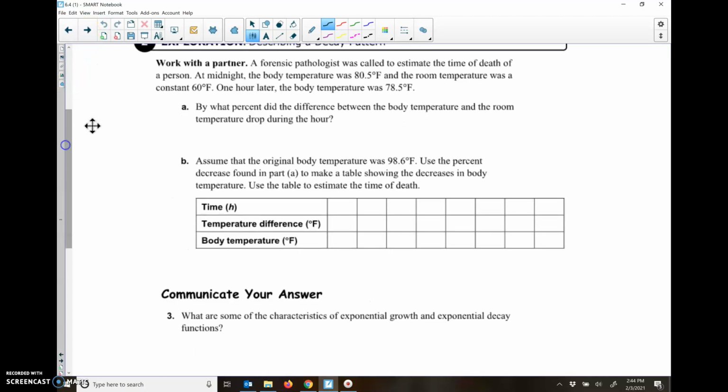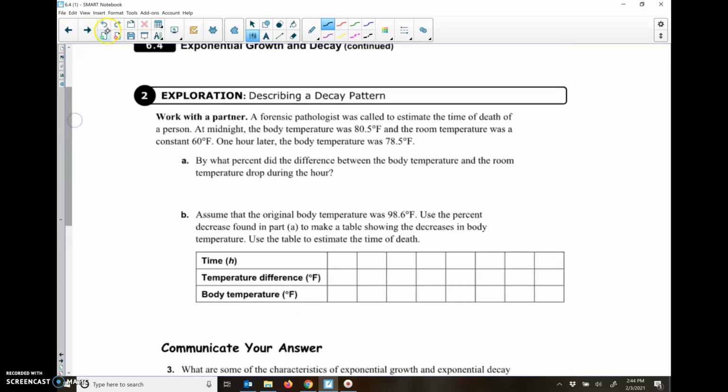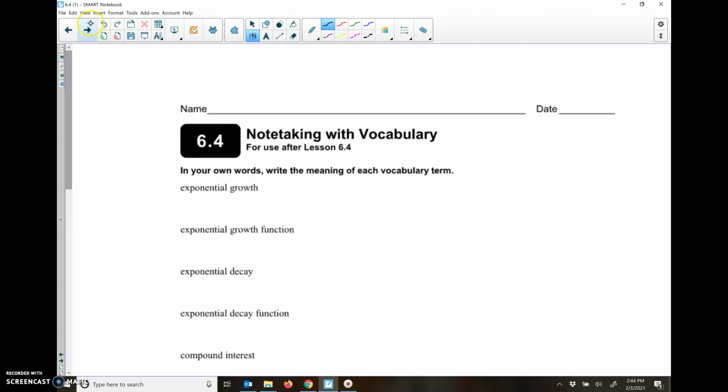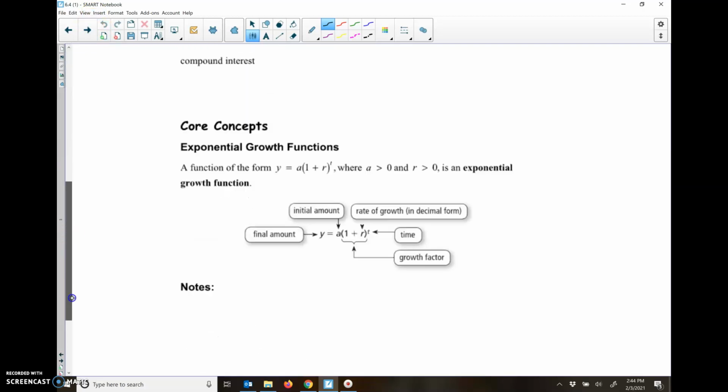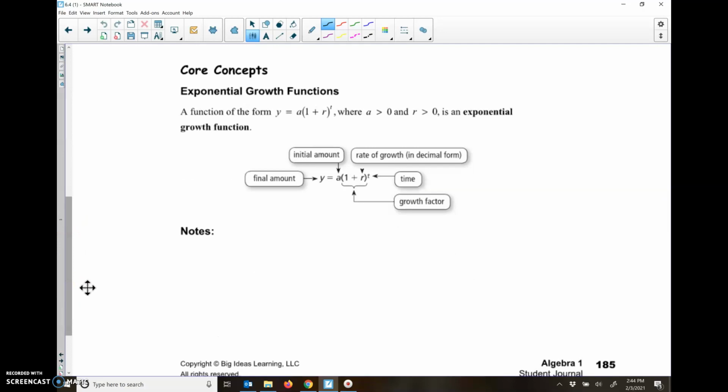So if you want to look at that, that's right here, exploration number 2, and see if you can figure out when the dead body's temperature goes down. So we're not going to talk about dead bodies. We're going to do exponential growth.